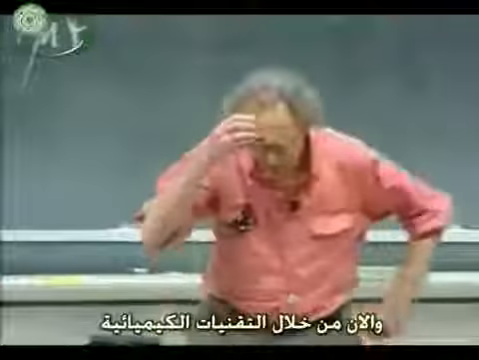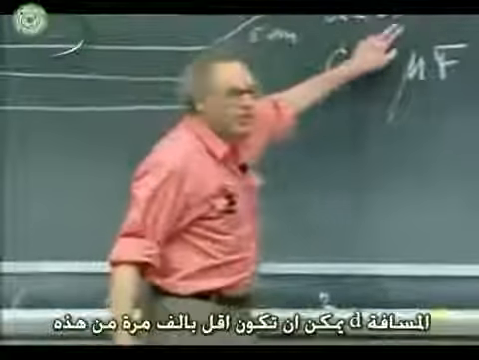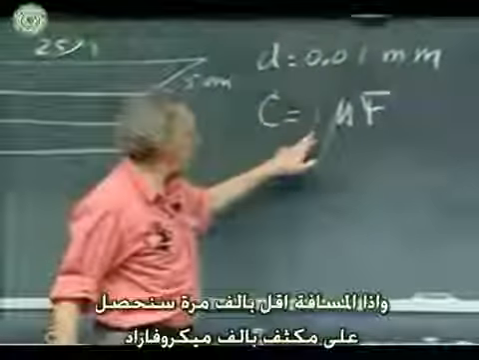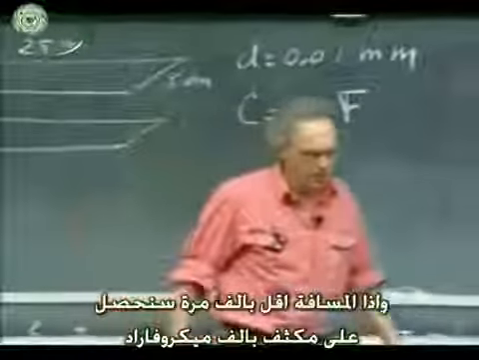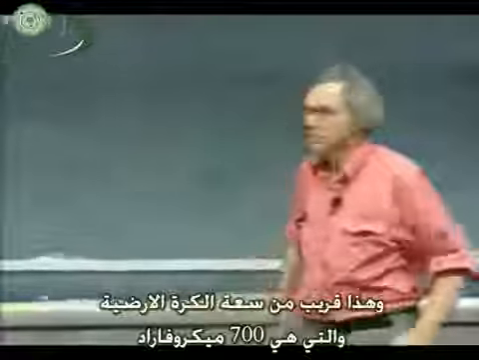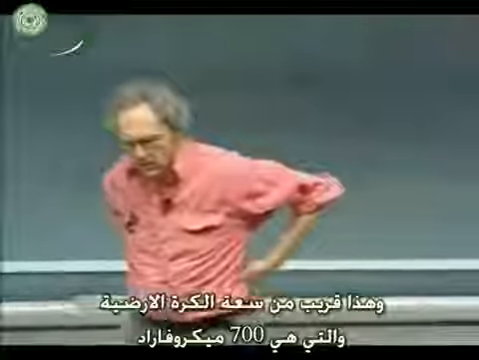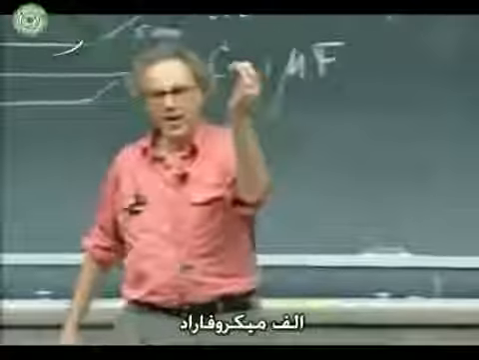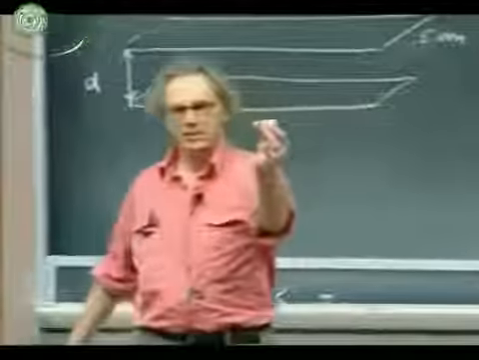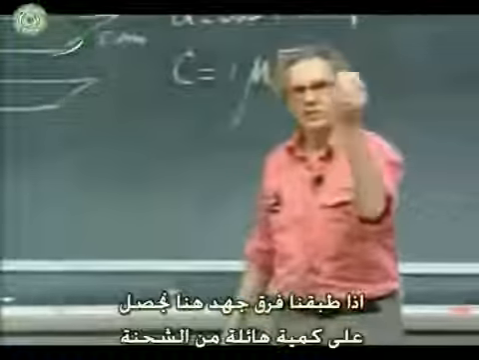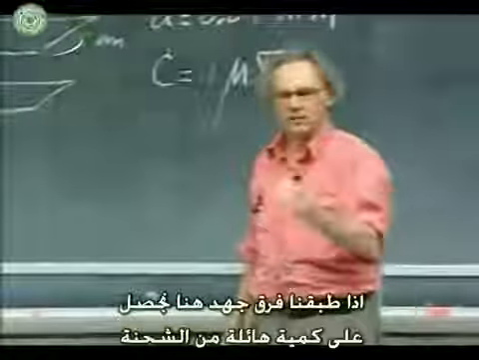Now, through chemical techniques, the distance d can easily be made 1,000 times smaller than this. And if the distance is 1,000 times smaller, then you would get a capacitance of 1,000 microfarad. Compare that with the Earth, which is only 700 microfarads. So a capacitor like this is 1,000 microfarad. If we bring the potential difference over here, then we get a tremendous amount of charge on here.